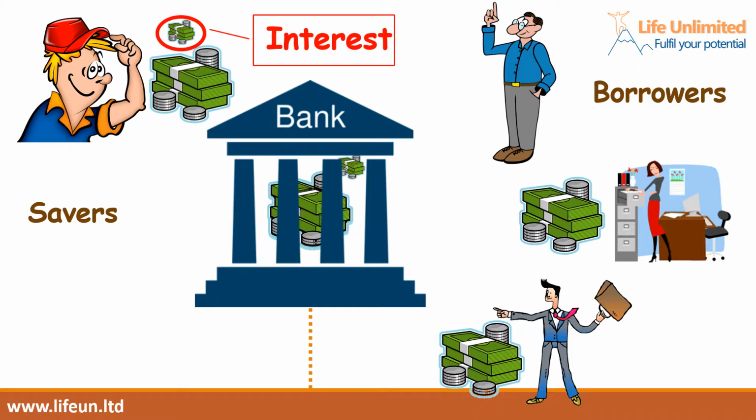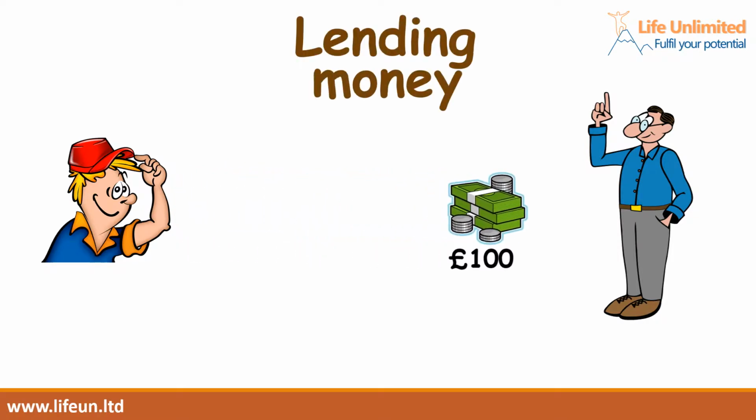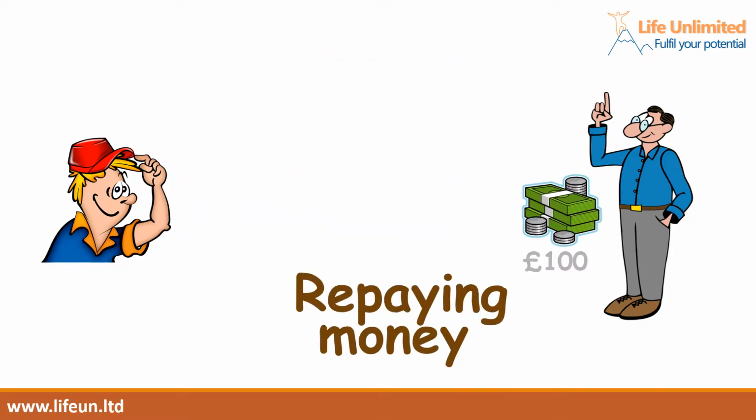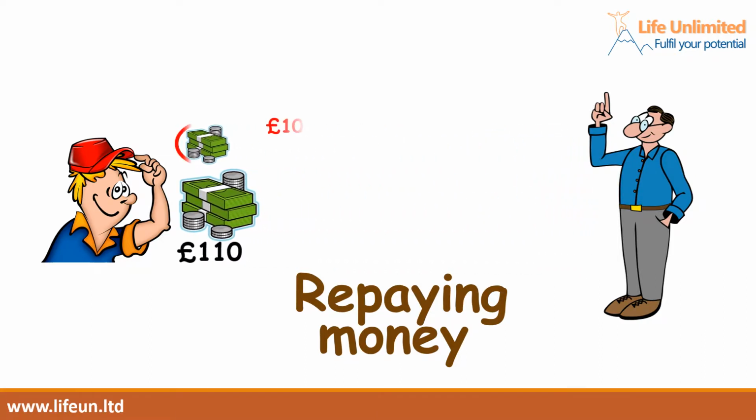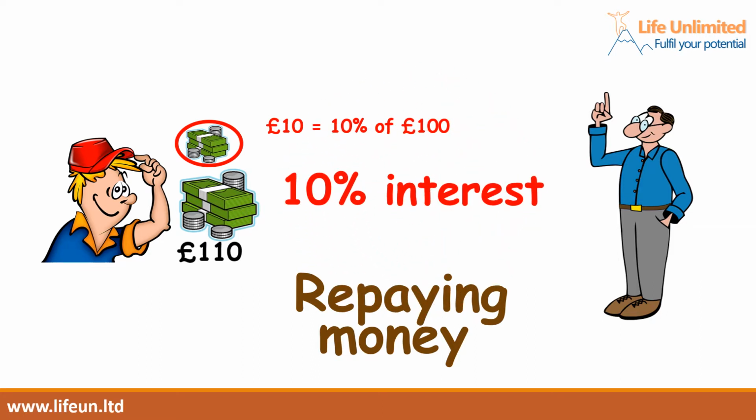Interest is normally measured as an annual percentage. So if we take the example earlier where you lent your friend £100 and they paid you back £110 1 year later, then you have earned £10 interest. £10 is 10% of £100. So you have earned 10% interest on your £100. The interest rate in this scenario is 10%.